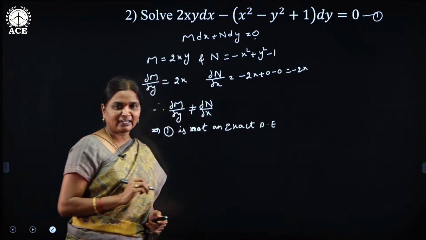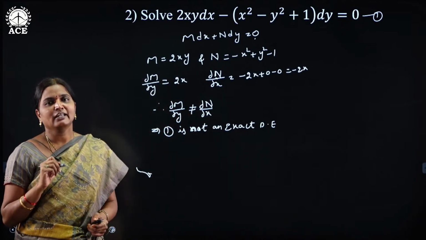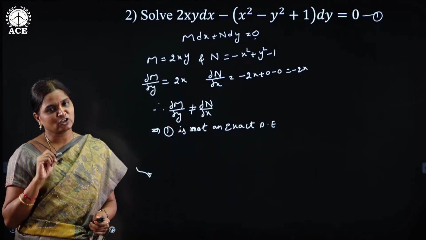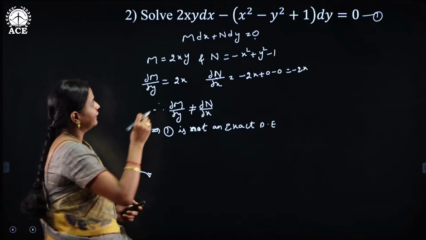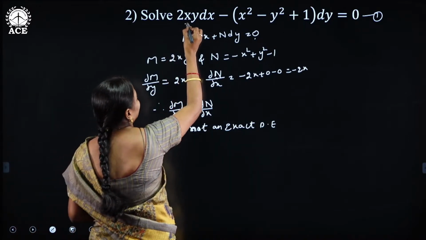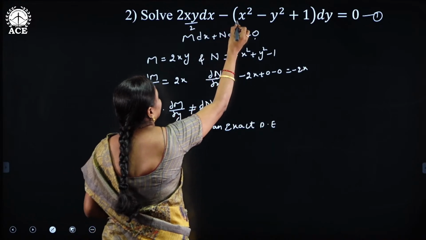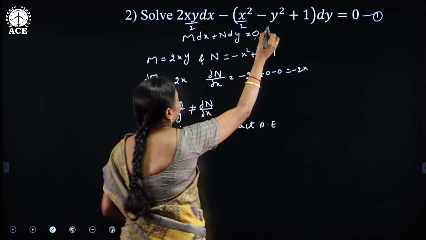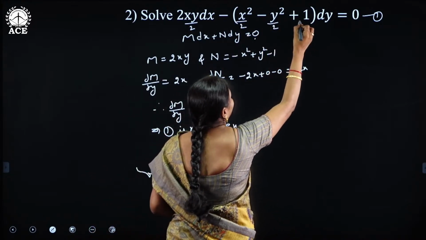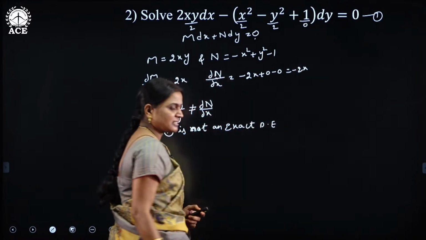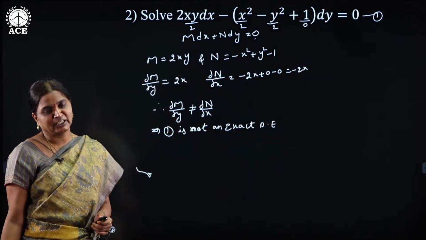When it is not an exact differential equation, now identify the nature of the given differential equation. What is the degree of this term? 2. Degree of this term? 2. But the degree of this term is 0. Means it is not homogeneous.